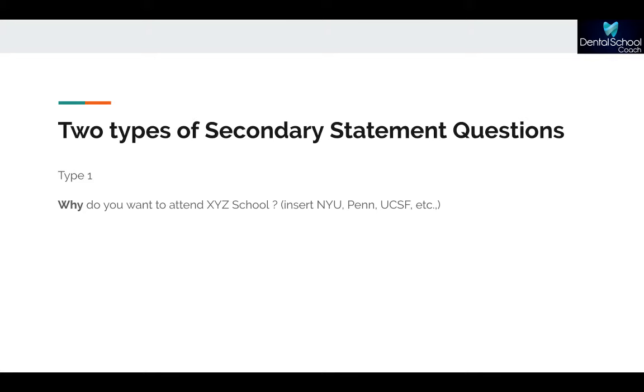So first of all, I want to introduce you to 2 types of secondary questions, and I realized this after doing a lot of digging within the secondary questions that came out 2 days ago. Today's the 16th, so 2 days ago, Tuesday. The majority of the schools will ask you why you want to attend their school. Why do you want to attend XYZ? You can insert UPenn, NYU, Rutgers, whatever school you are applying to. They're going to ask you why you are applying to those schools.